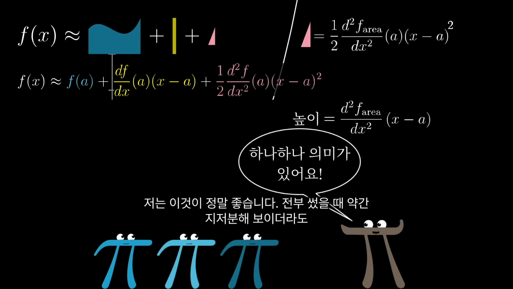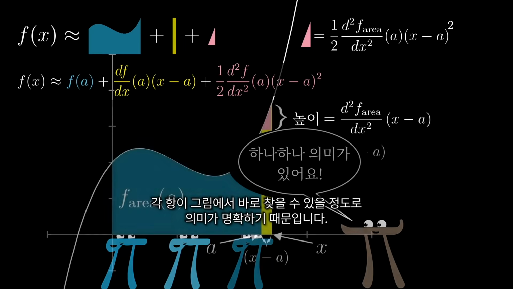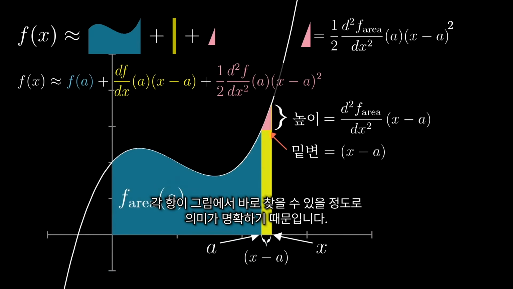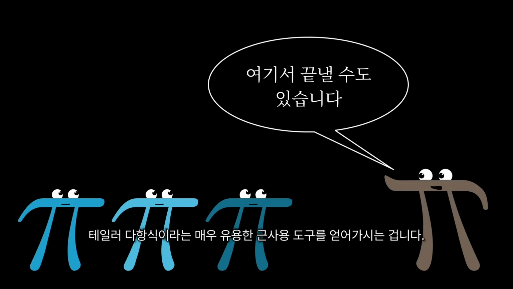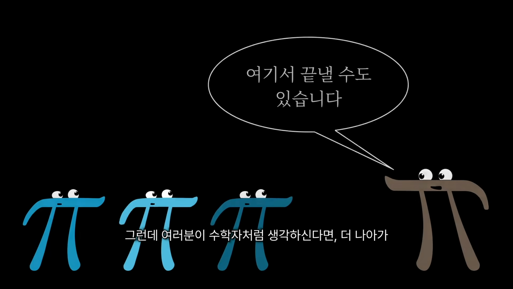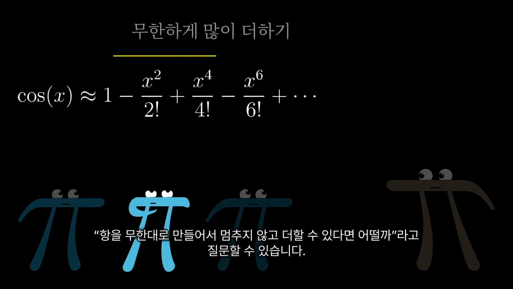I really like this, because even though it looks a bit messy all written out, each one of the terms has a very clear meaning that you can just point to on the diagram. If you wanted, we could call it an end here, and you would have a phenomenally useful tool for approximations with these Taylor polynomials. But if you're thinking like a mathematician, one question you might ask is whether or not it makes sense to never stop and just add infinitely many terms.